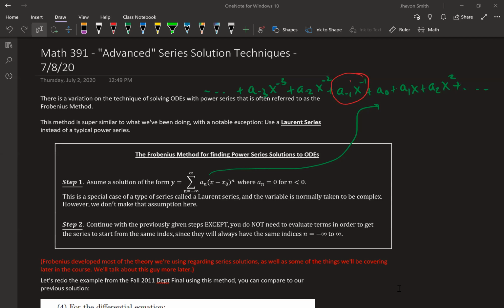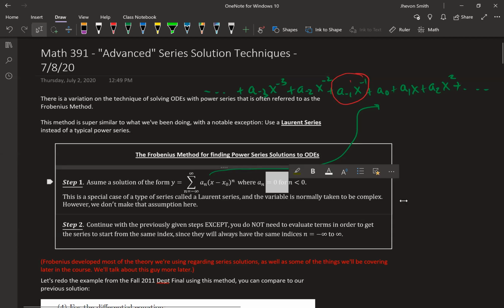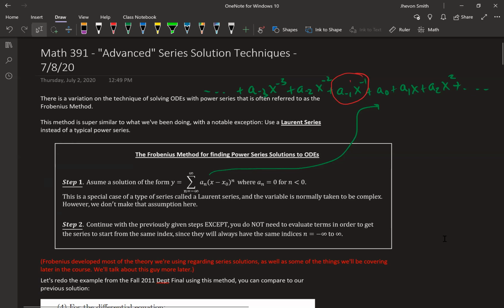However, to make it coincide with our power series solution from the previous section, we just define that a sub n is 0 whenever n is negative. So it automatically assumes that a sub minus 1, a minus 2, a minus 3, all those coefficients are 0. Okay? So I think of it as a series that goes from negative infinity to positive infinity, but I define that all the coefficients of x to a negative power are automatically 0. And so I really get a power series solution, but in a way that's going to be beneficial.